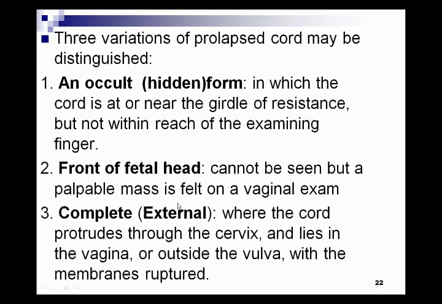Now, there are 3 variations of prolapsed cord. We have an occult, which is the hidden form. It's near the presenting part, but you can't feel it if you do a vag exam. It can be right in front of the fetal head. It cannot be seen, but if you do a vag exam, you feel this palpable mass, or it could come out through the cervix.